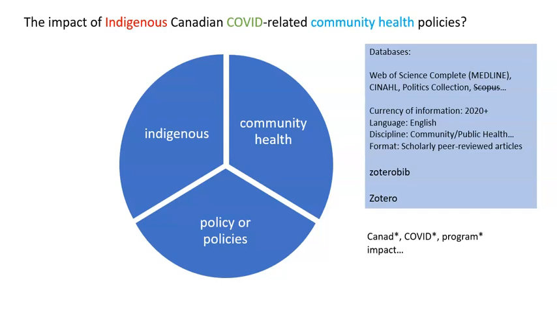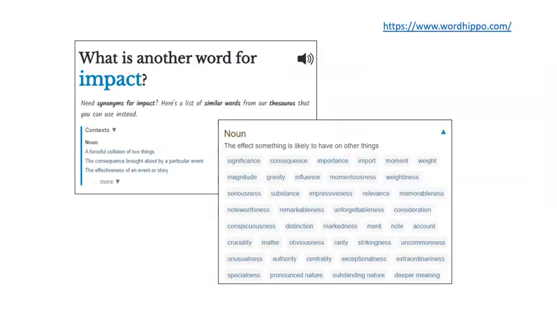I'm looking for everything on Indigenous, community health, policy or policies, and so you can search for Indigenous policies, or community health policies, or community health as it relates to Indigenous populations. This helps me to separate because you have to search like the database.